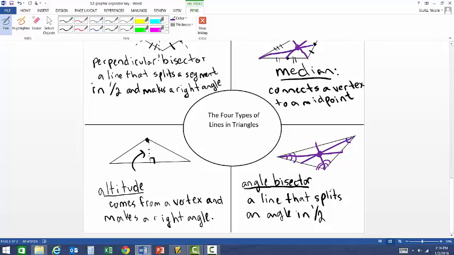So we need to know how to draw these pictures. We need to know how to recognize them. And we need to remember these 4 words: median, perpendicular bisector, altitude, angle bisector. And that will take some practice.